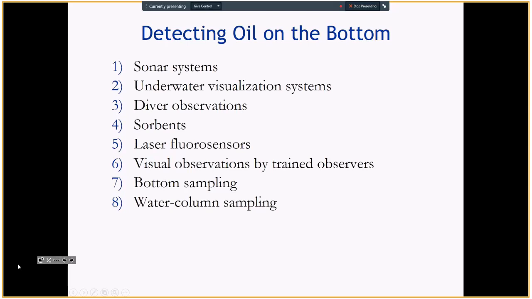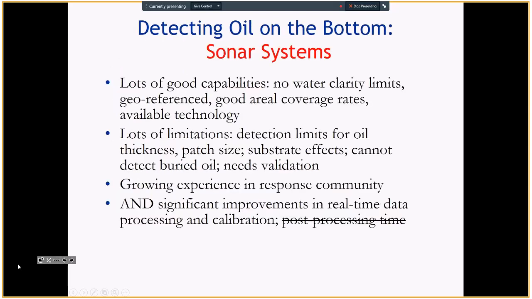There are sonar systems, underwater visual systems, diver observations, sorbents, which are embarrassingly crude but we use them all the time, laser fluorescence sensors, visual observations by trained observers, bottom sampling and water pumps. I'm going to go through each of those quickly. Again, there's a lot of detail in the technical report that will help guide you.